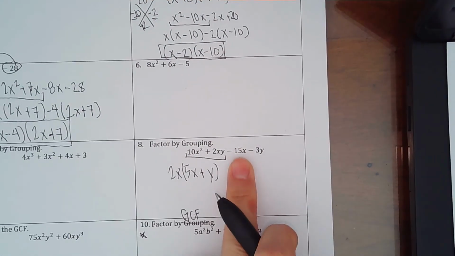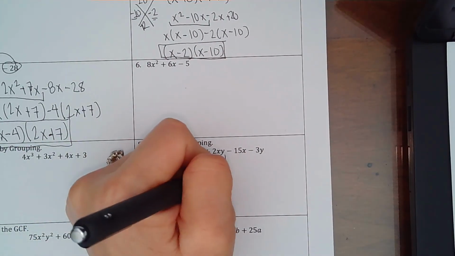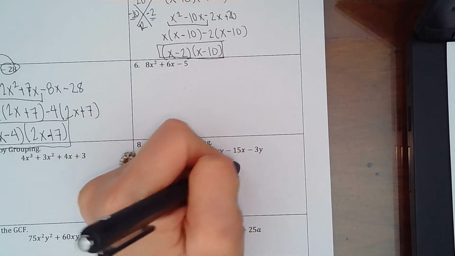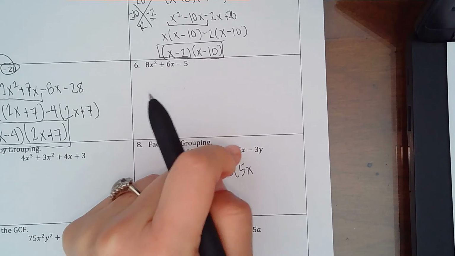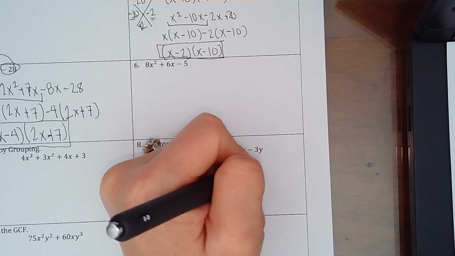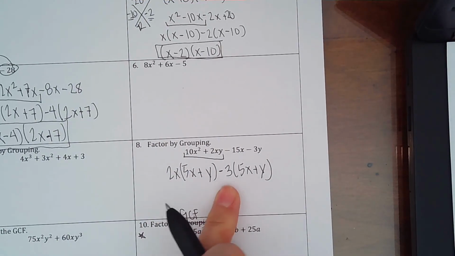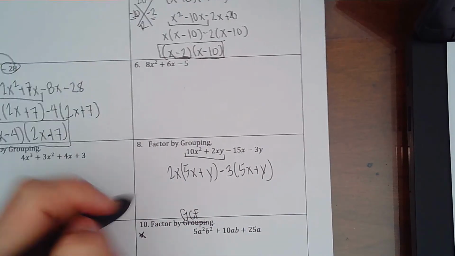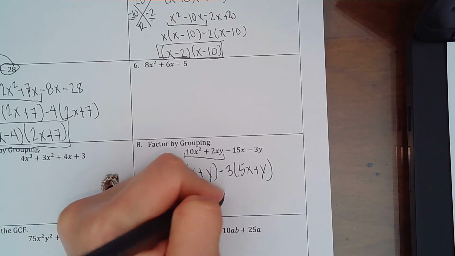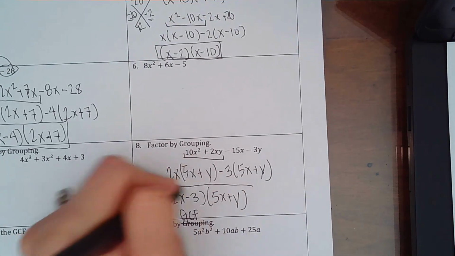And then over here, third term's negative, so I'm factoring out a negative. And I see, they both go into 3. So this will become a 5x. 15 divided by 3 is 5. And then plus y. I have matchy-matchy parentheses. 2x minus 3 and 5x plus y.